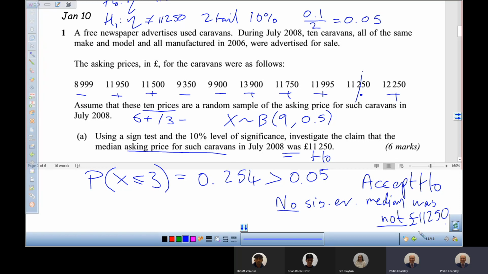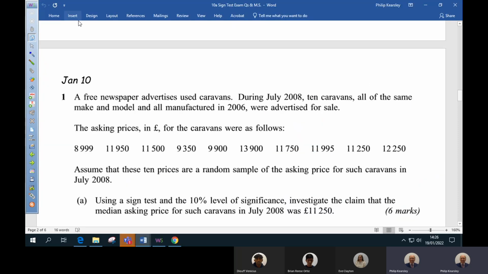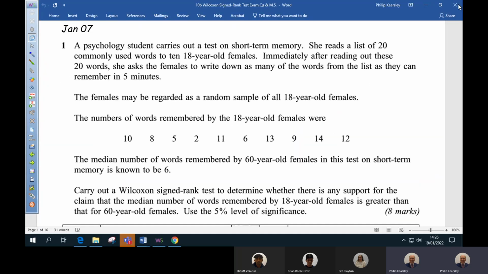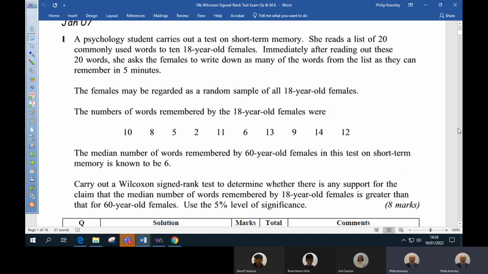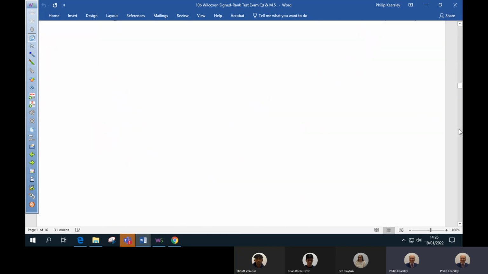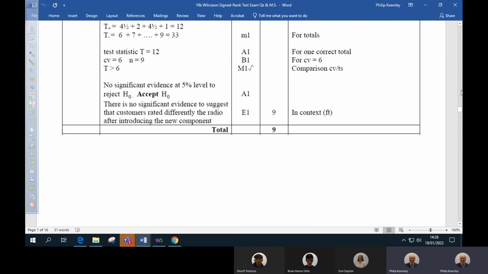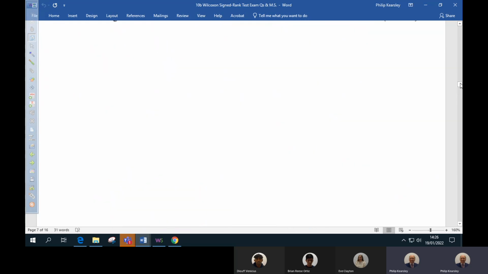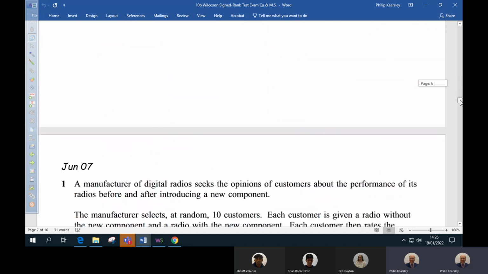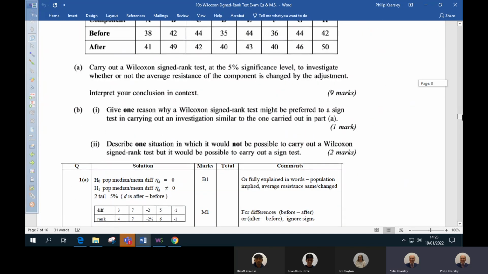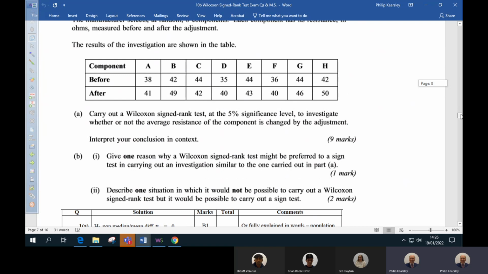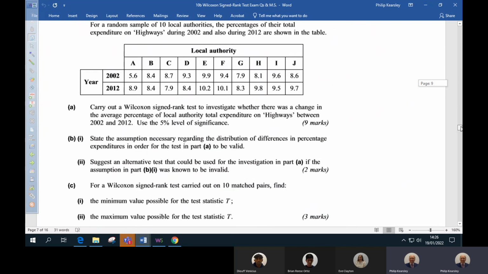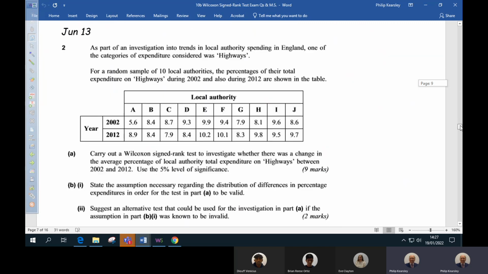Right, that's sign test. Sign rank. It's the improved method. Let's do a paired data. Of course we can do it for a single sample. Let's do it for paired data. Before, after, local authority, highways.